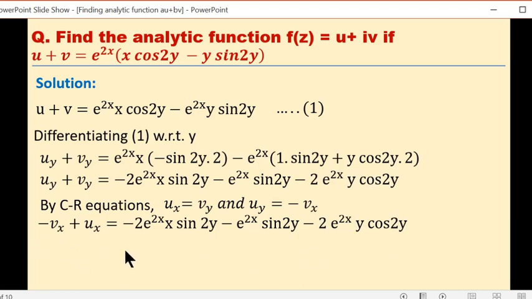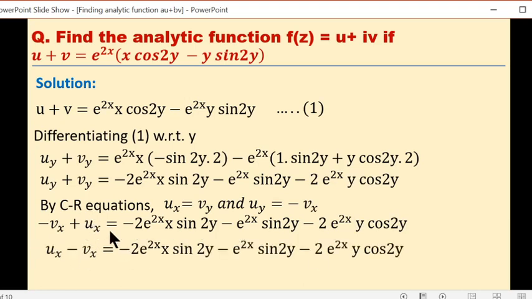ओके, अब इसको सिर्फ हम थोड़ा रीअरेंज करते हैं ताकि ux वाला टर्म पहले लिखे, vx वाला टर्म बाद में लिखे. नॉट अ हार्ड एंड फास्ट रूल, बट एक कन्वीनियंट हो जाता है अपने आगे के कैलकुलेशन के लिए. So here, since this is plus ux, we have written ux minus vx equal to minus 2 e raised to 2x into sine 2y minus e raised to 2x into sine 2y minus 2 into e raised to 2x y into cos 2y. Okay, we got ux minus vx, we got x and y here.